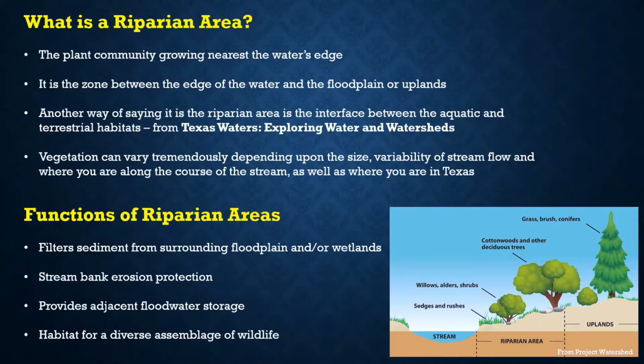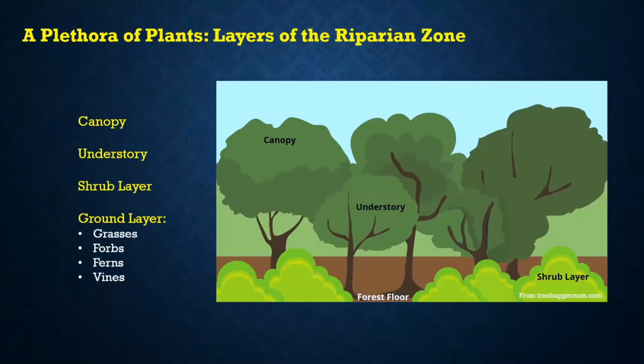And then, of course, the riparian areas are a massive habitat for a wide variety of wildlife, from nesting bald eagles to snails and everything else that grows and lives out there in those riparian habitats. So really important, very critical habitats.